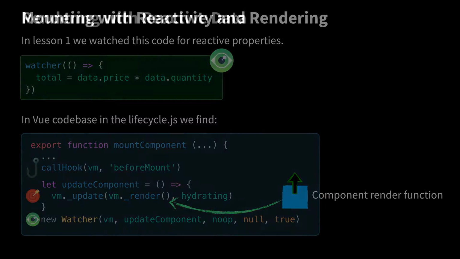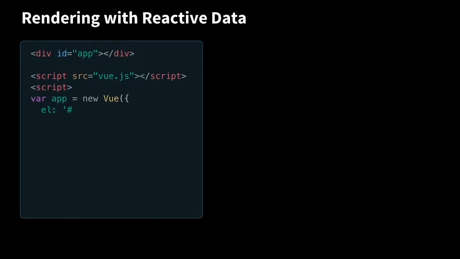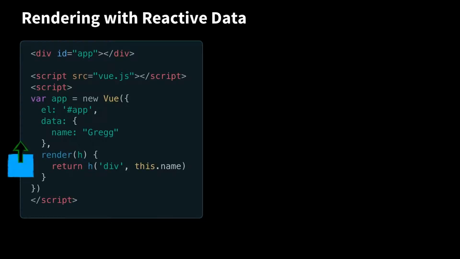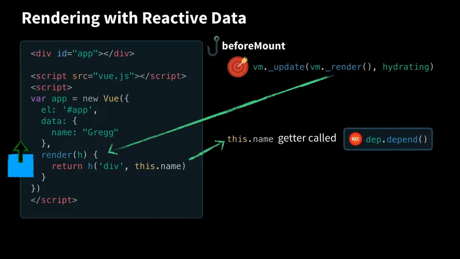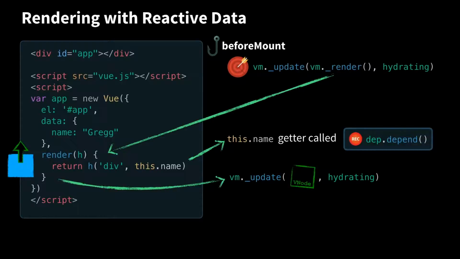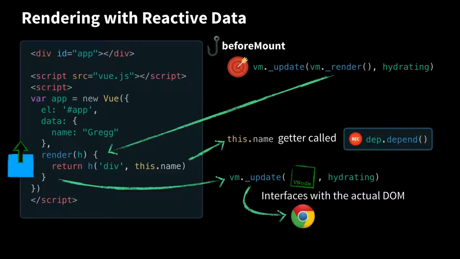Let's take a look inside a simple Vue application to see what happens when we begin to mount. You can see here we have one reactive property, which is name, and we're simply rendering out a div with the name. First, there's the before mount lifecycle hook. Then we set our target. The render function gets called, and inside the render function, it accesses a reactive property. The getter gets called for .name, and it calls dep.depend to remember the target. The render function then returns a vnode, and we send that in to the update method. This update method interfaces with the actual DOM, and we see Greg on our screen.